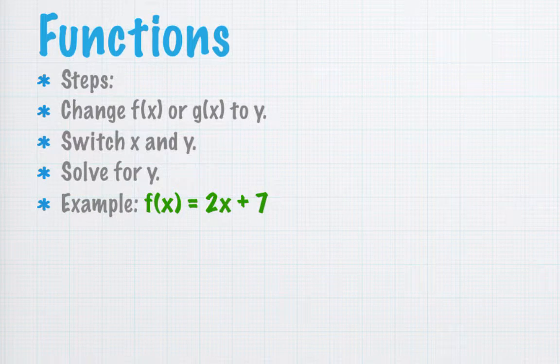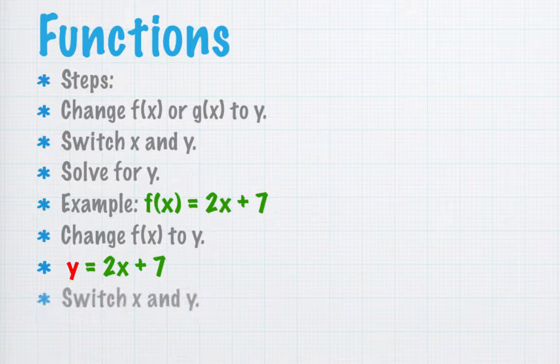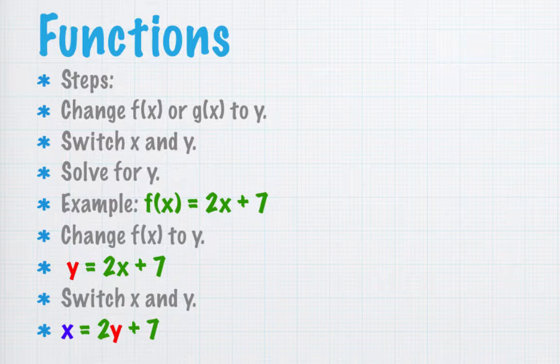Okay, so for example, I've got f of x equals 2x plus 7. All right, well, I'm going to change that f of x to a y so that it's now y equals 2x plus 7. To find the inverse, I'm going to switch the x and the y, so instead of y equals 2x plus 7, it's x equals 2y plus 7. And now I need to solve that for y.